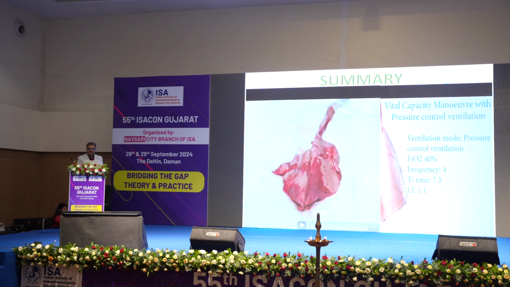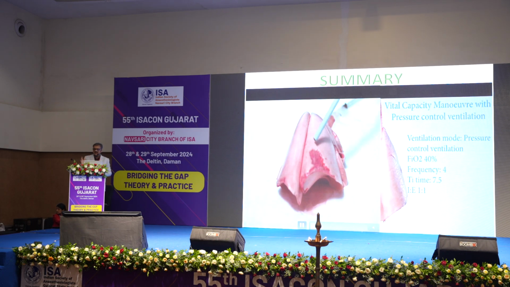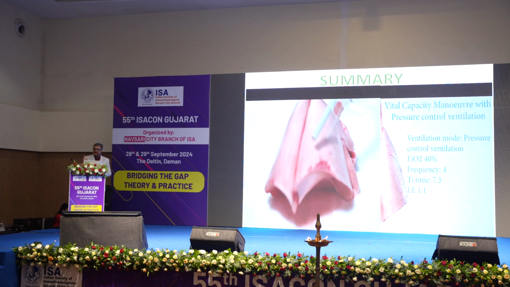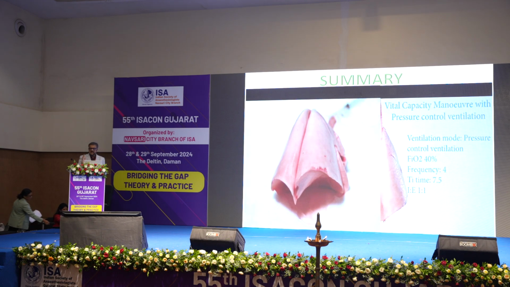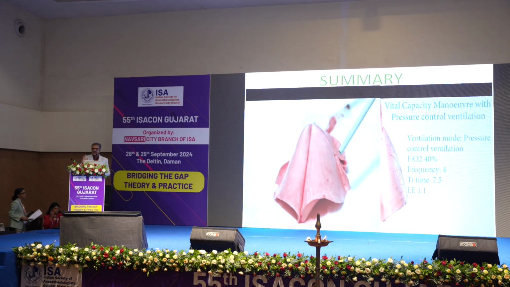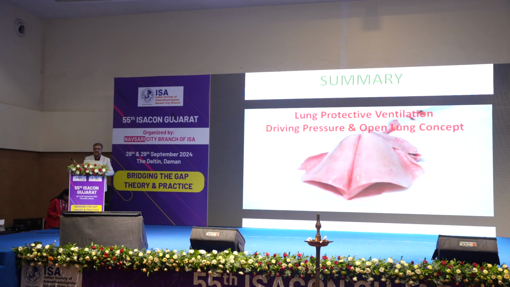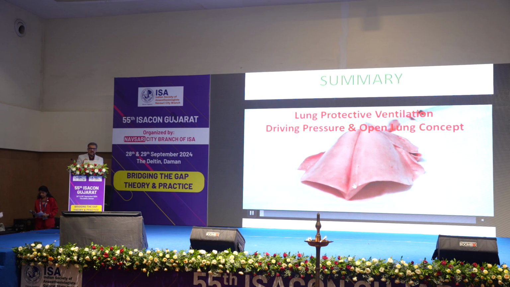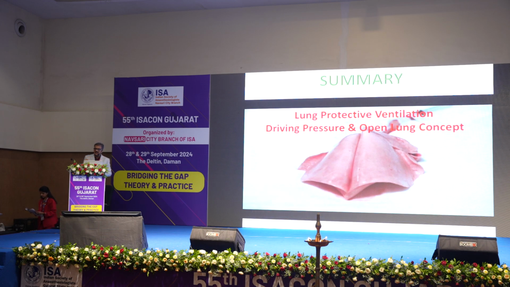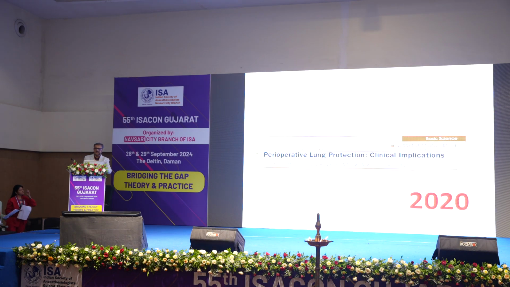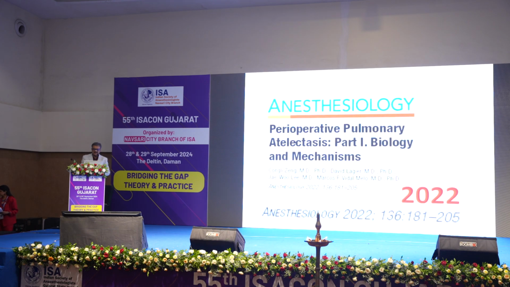Another way to recruit the lung is the pressure control ventilation. Change the frequency to 4, change the I:E ratio to 1:1, increase the PEEP to 40%. This will recruit the lung in 7.5 seconds. And it should always be followed by PEEP. And you should apply the driving pressure concept to ventilate the lung and use lung protective ventilation even during the perioperative period. So these are a few publications from which I have taken the data.